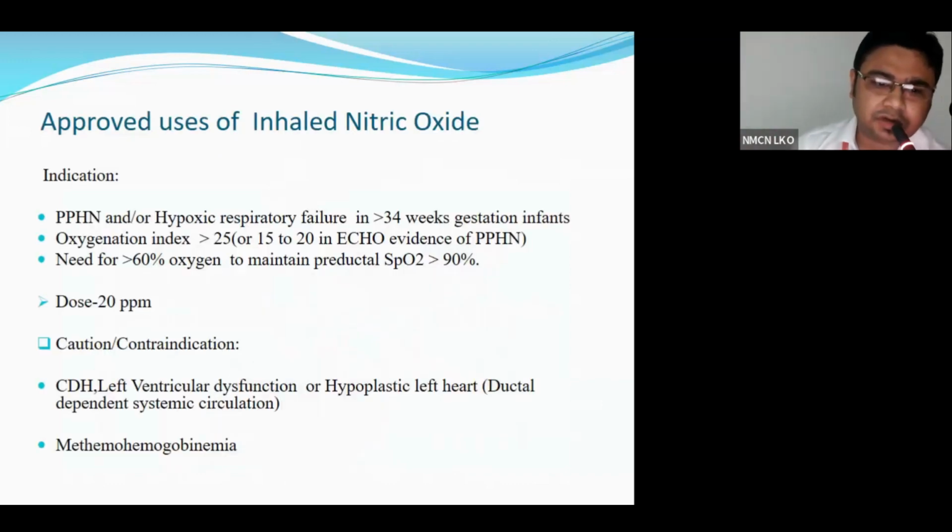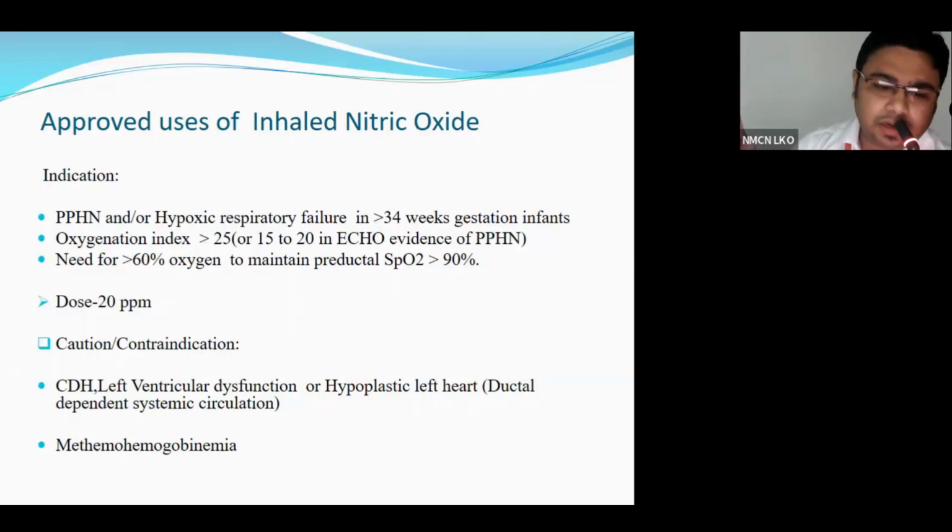These are the approved uses of nitric oxide: confirmed PPHN where the gestation is more than 34 weeks, or if the oxygenation index is more than 25. Even people have used a lesser oxygenation index, coming down to around 15 to 20. So the oxygenation index doesn't always have to be 25 in order to start nitric oxide. And the third is need for 60% oxygen, if you are trying to maintain the pre-ductal saturation more than 90%. Usually the optimal dose is 20 parts per million.